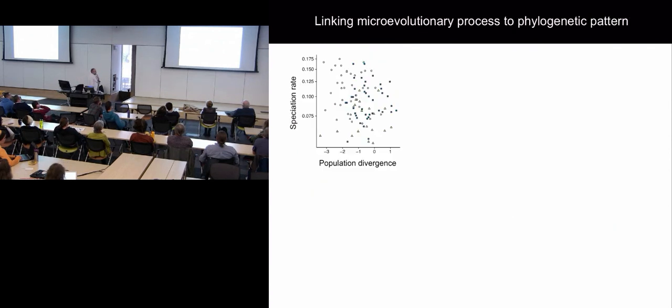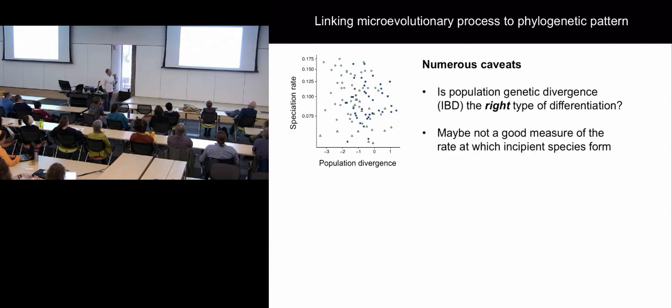So how do we link microevolutionary patterns to microevolutionary processes to phylogenetic patterns? Well, I think that the framework that I sketched out earlier, which didn't find any significant results in any clades, nonetheless has some promise. However, I think there's still a lot of caveats here. One is, in the case of the analysis between divergence and speciation rate, is population genetic divergence in terms of isolation by distance the right thing to be looking at? Maybe it's not a good measure of the rate at which incipient species form. So there's dozens of caveats one could list here for the conclusions that I've drawn in the second two parts of my talk.